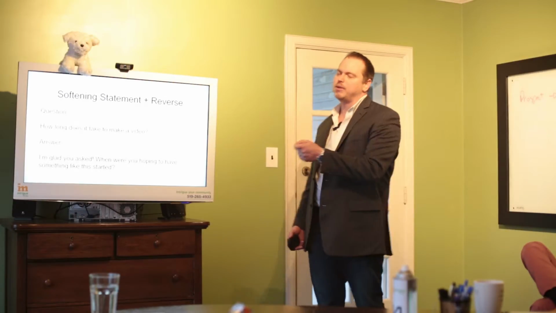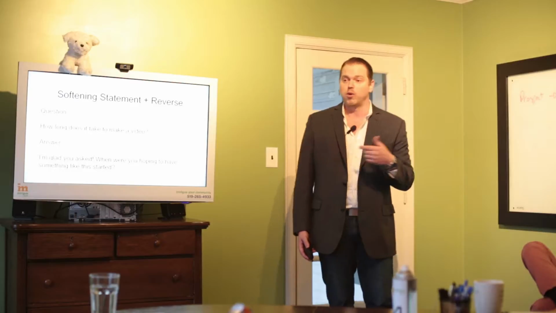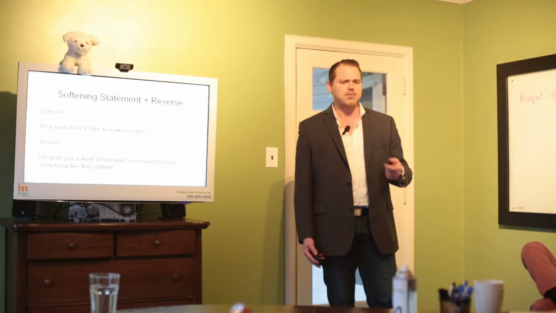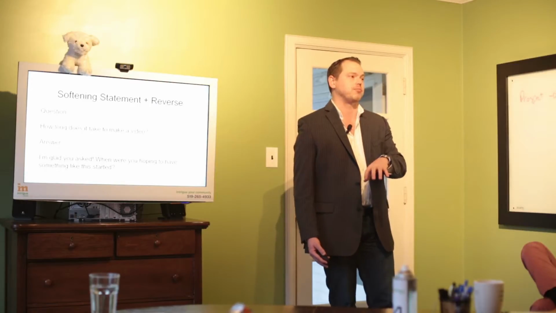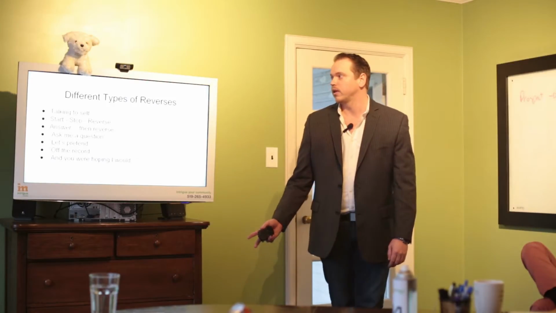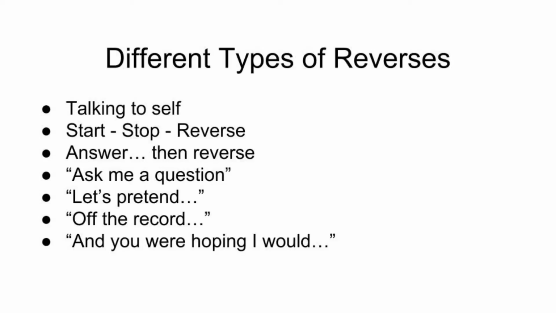So this is a prime example of why reversing, whether it's a softening statement or not, is able to help us stay out of that area that we never want to be in. So, different types of reverses. We've talked about standard reverses, we've talked about softening statements, but there's a lot more to it than that. And what some of these look like are talking to self.